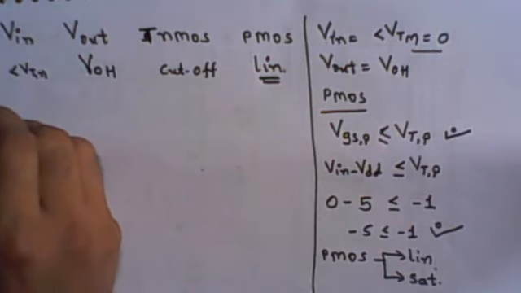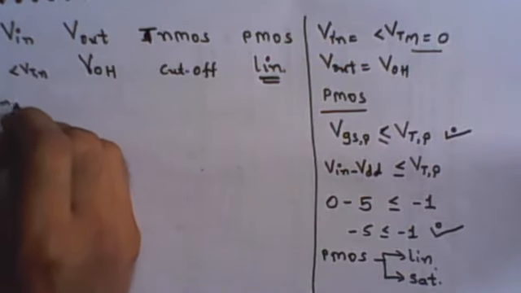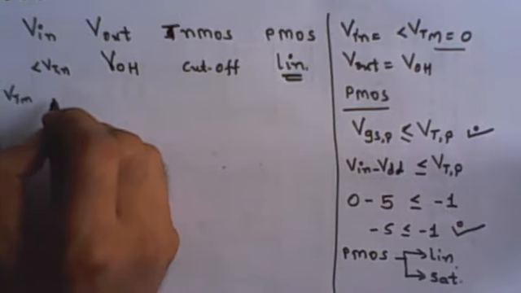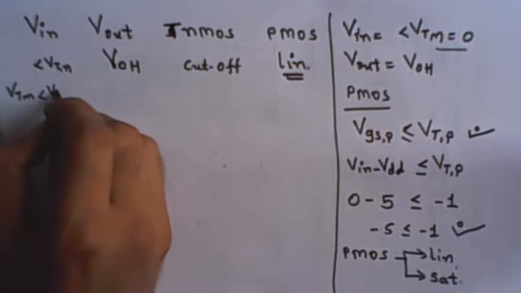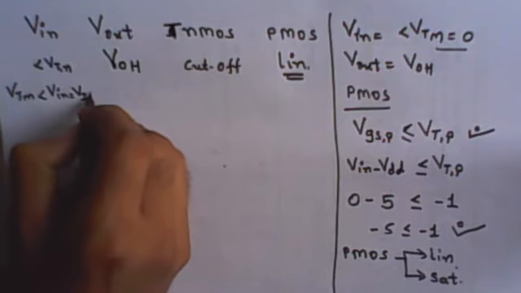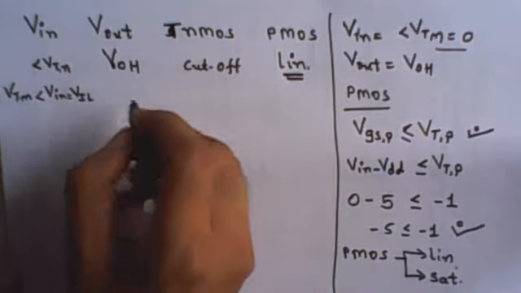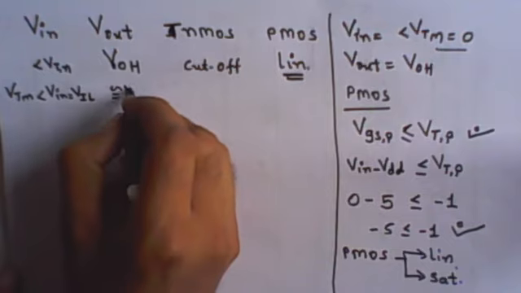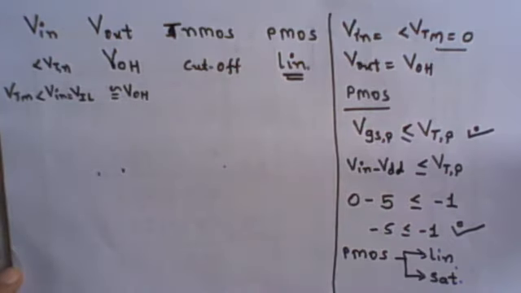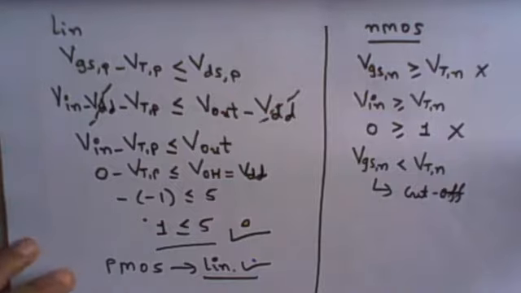So when the input is greater than the threshold of the nMOSFET and it is a VIL, at that time what should be the output? Output should still be high, near about VOH, because the input is VIL, which is the logic 0 input. So it produces the output logic 1. Now our step is to find out the operating region.